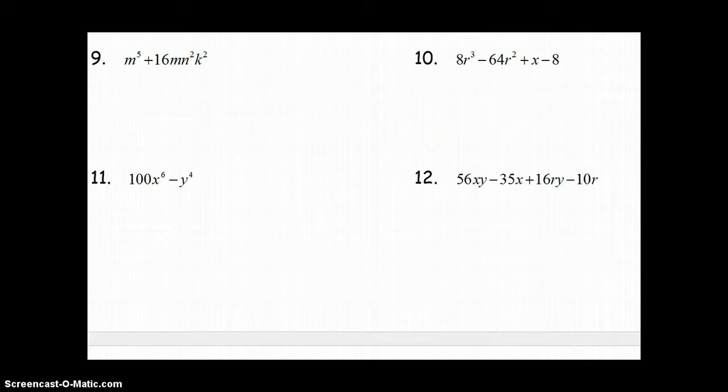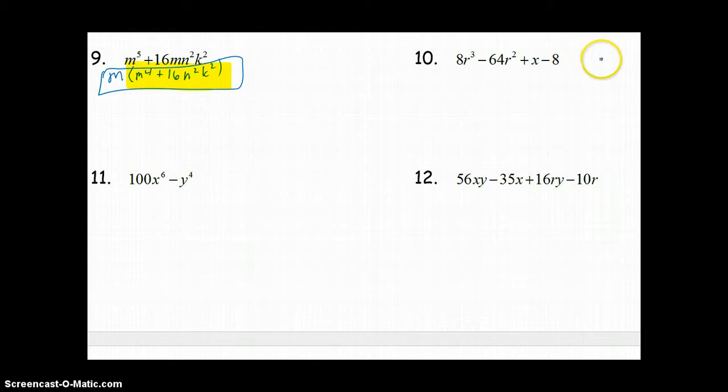Again, our first step is always to pull out the greatest common factor. In this case, we can pull out an m. After you pull out an m, you may be thinking that, oh, these terms are squared. Remember, we don't have a special case for adding squares. We only have it if we're subtracting squares. So we are finished.